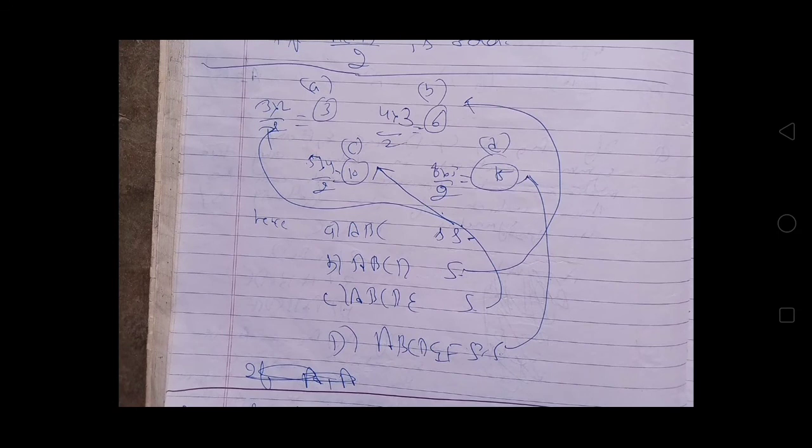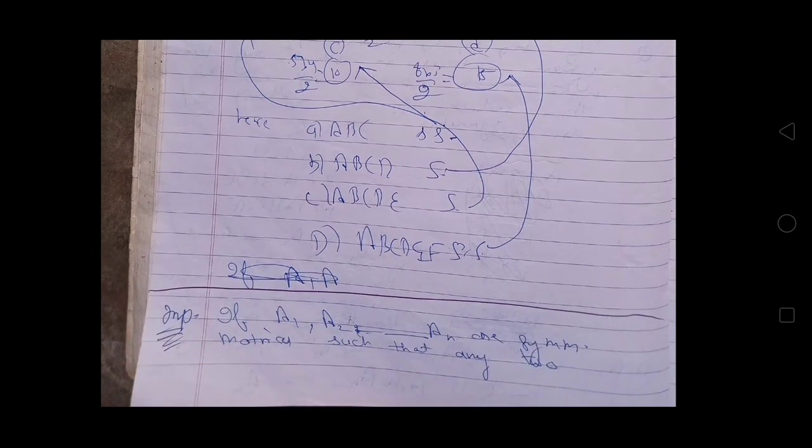So for option A, put the value of n equal to 3. For option B, put the value of n equal to 4. And for option C, put the value of n equal to 5. And for option D, put the value of n equal to 6. So for option A, we will get skew symmetric. For option B, we will get symmetric. For option C, we will get symmetric. And for option D, we will get skew symmetric.